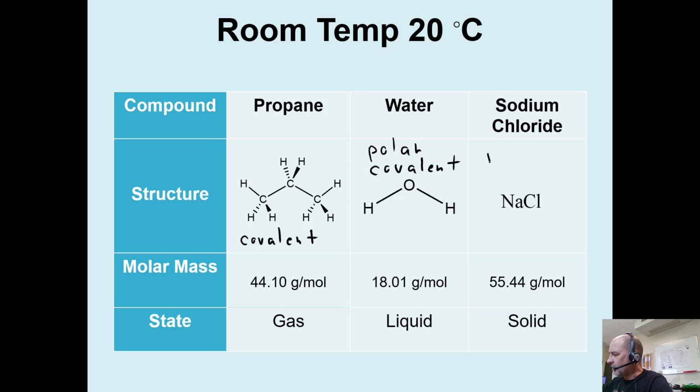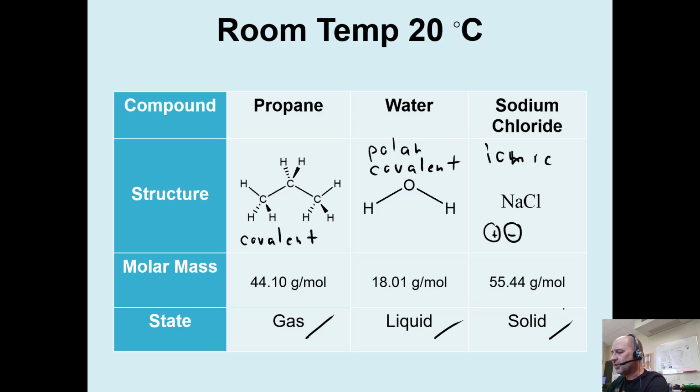And then finally, we have an ionic compound here. Ionic. All right, we have a metal and a nonmetal. Instead of sharing electrons, as you recall, the electropositive element, sodium here, completely transfers its electron to the chlorine, turning the chlorine into an anion, chloride, and the sodium into a sodium cation, right? And so those are held together by electrostatic forces. And I'll come back to that in a minute. So propane is a gas at room temperature, water is a liquid, and sodium chloride is a solid.